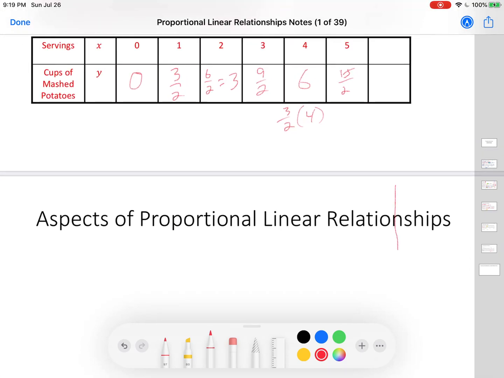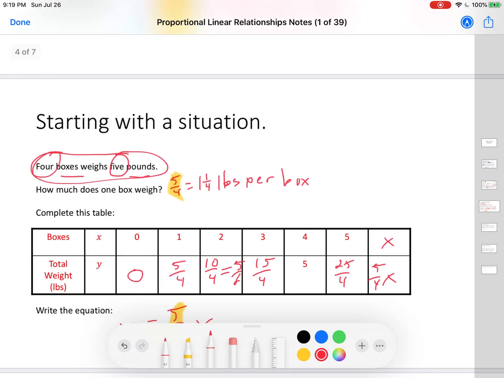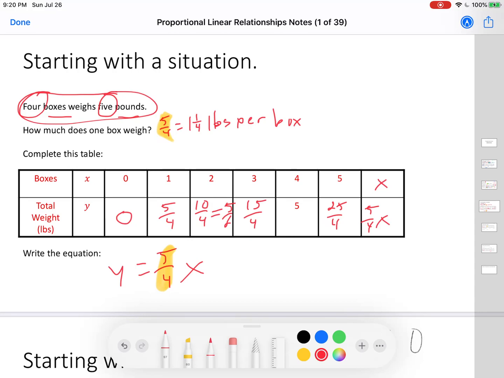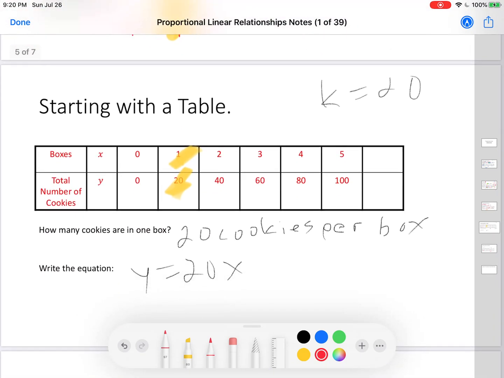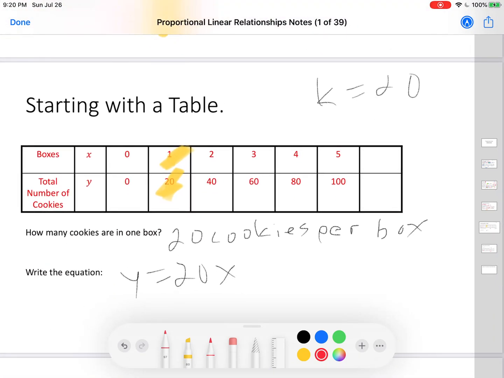Okay? Aspects of linear relationships. So just to review before we talk about these. If you start with a situation, find the unit rate by dividing. Complete the table by multiplying all the x values by the unit rate. Simplify the fractions when you can. Write y equals kx, k being the unit rate. You've got your equation.